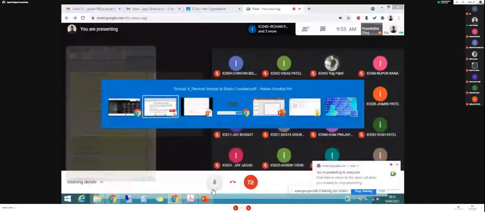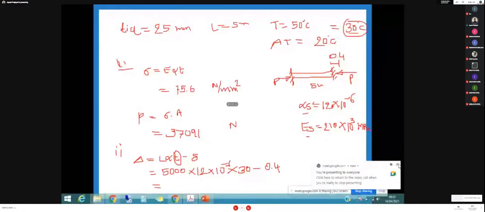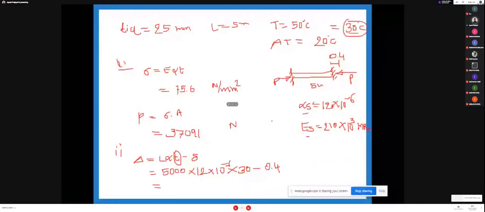Yes, sir. So we use this equation. Your support is yielded by 0.4 mm. So put in this data and calculate the change in length. This is the delta value, the change in length due to the support yielding. So calculate the change in length using this equation.